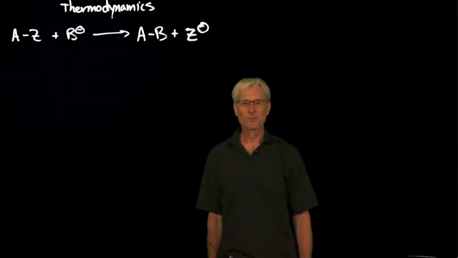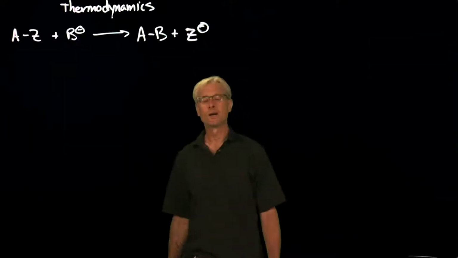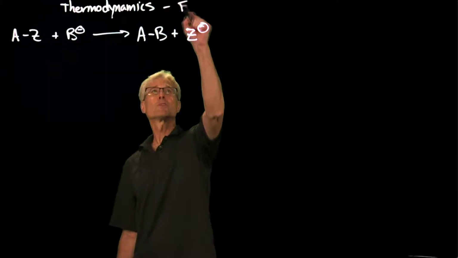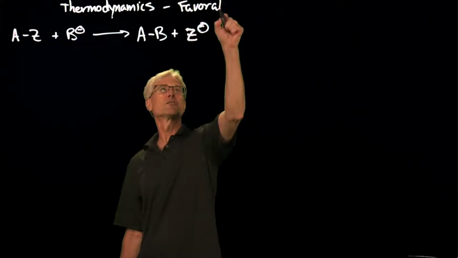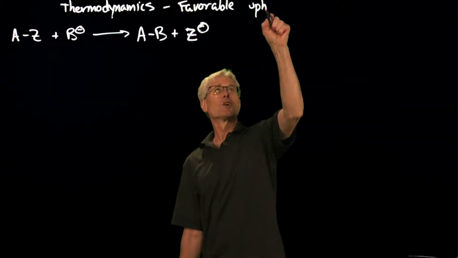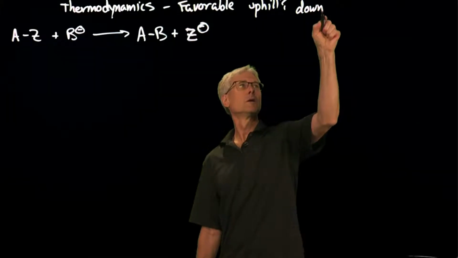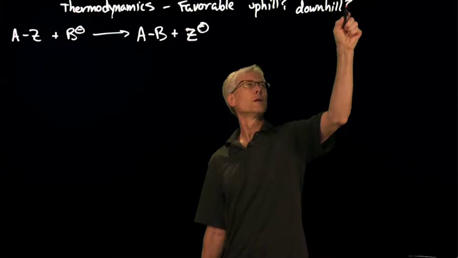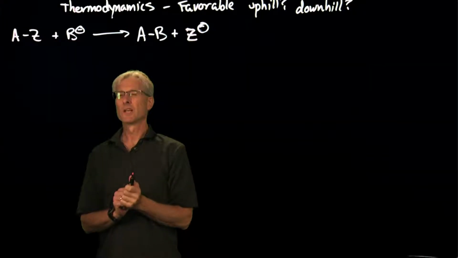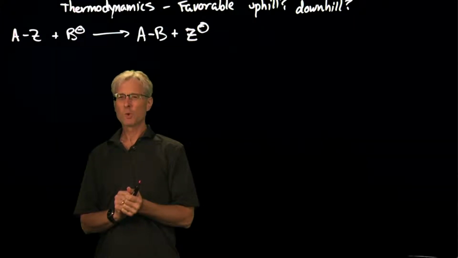We want to think about thermodynamics in organic chemistry, maybe differentiate how we think about it from how we thought about it in general chemistry. In organic chemistry, mostly we're just asking whether or not a reaction is favorable or not. And we could say, does that mean it's uphill, unfavorable, or downhill, favorable?